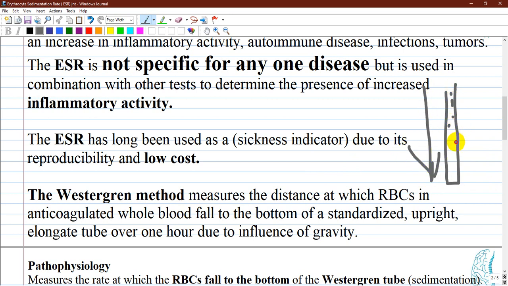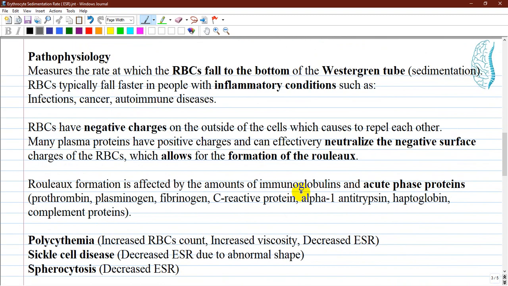Gravity pulls the erythrocytes down, forming a difference between plasma and erythrocytes. Pathophysiology part: the ESR, or erythrocyte sedimentation rate test, measures the rate at which the red blood cells, or erythrocytes, in a sample of whole blood fall to the bottom of the Westergren tube. This process of falling is called sedimentation.